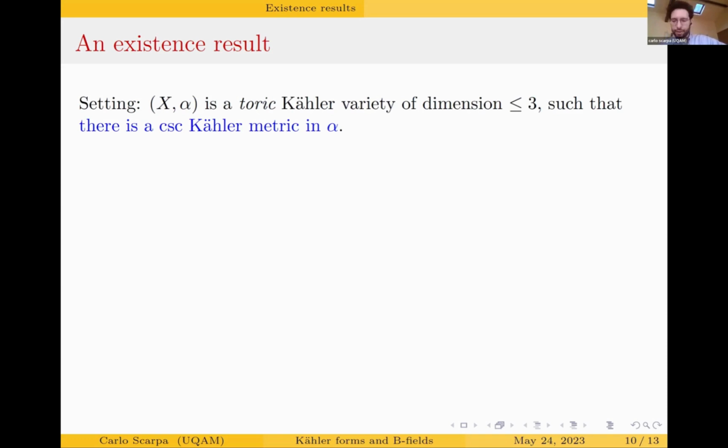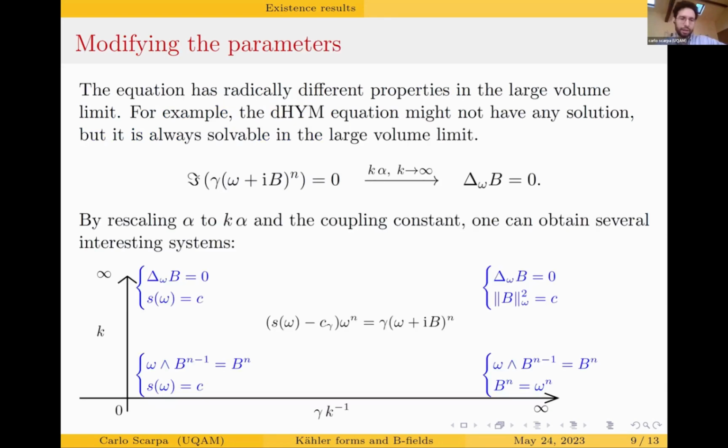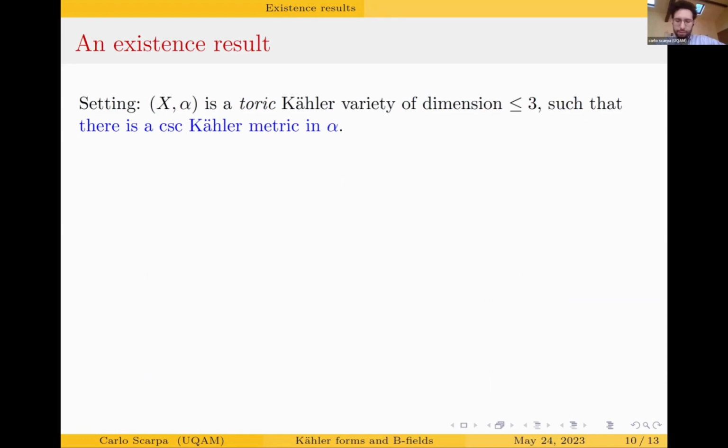So our setting now will be that of toric manifolds. Here I've written variety, but actually no, just a manifold of dimension 2 or 3. So in dimension 1, the system itself is completely trivial, it just reduces to the scalar curvature equation on a Riemann surface. And we're going to make one very strong assumption, that there is a CSCK metric in the class alpha. So let me go back one slide. This tells you that we do have a solution for the system in the upper left corner of this diagram. So we assume that. And then what can we say?